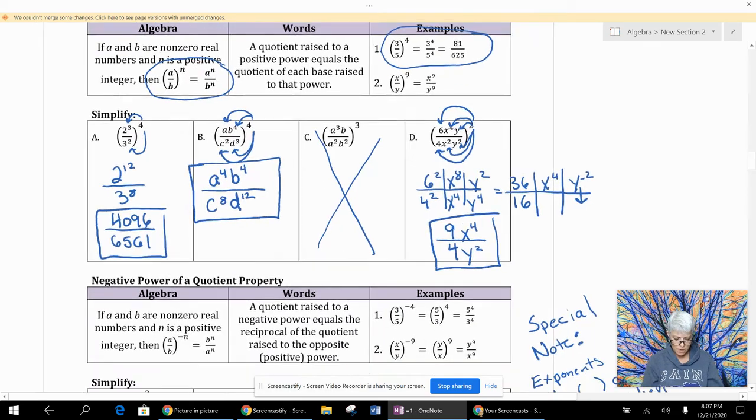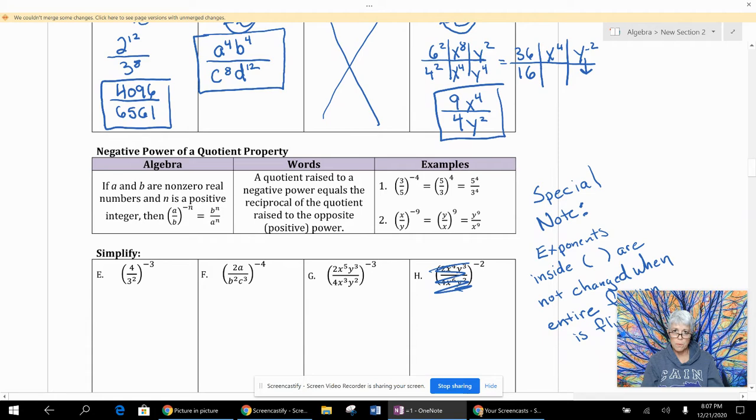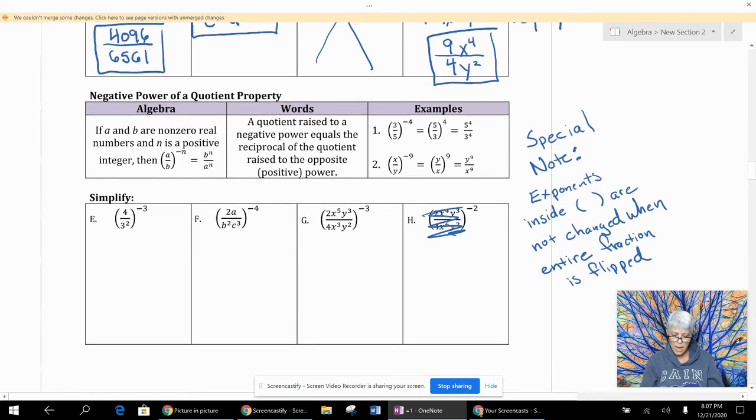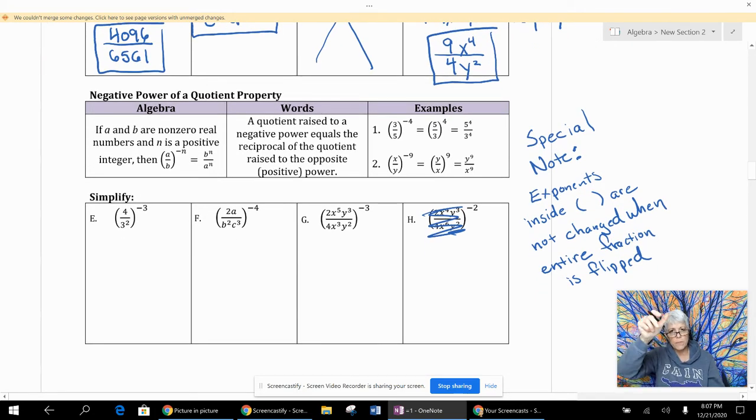Next one. What happens if the exponent is negative? When the exponent is negative, you will flip the entire fraction. But when you flip the entire fraction, don't change the signs of the exponents. And I put a special note here on the side. You can copy that down when you pause it or whatever. But just so you know, when I flip it, you're going to notice I don't do this. So it's a -3. Now I'm going to go ahead and flip the whole thing and then change the negative to a positive, and then we can do what we've been doing already.